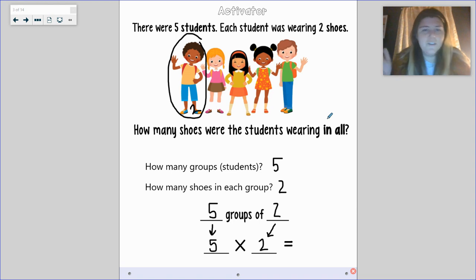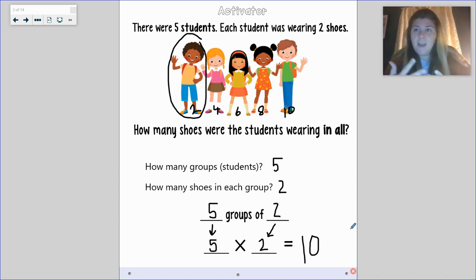I'm a master skip counter, so I'm going to do that. So 2, 4, 6, 8, 10. So 5 times 2 equals, whoa, that's a crazy one. I guess I was feeling really excited to write that answer, but it equals 10. Okay, so if you knew in your head 5 times 2 equals 10, you are rocking and rolling. But if you still had to skip count, that is also a great skill and you're off to a good start. Okay, so let's continue on.